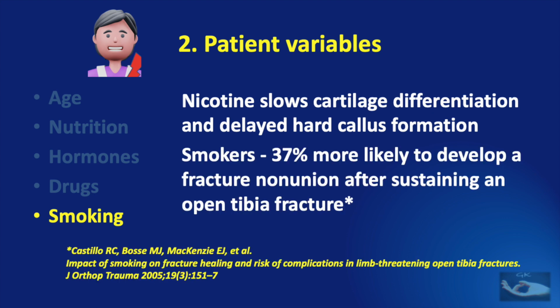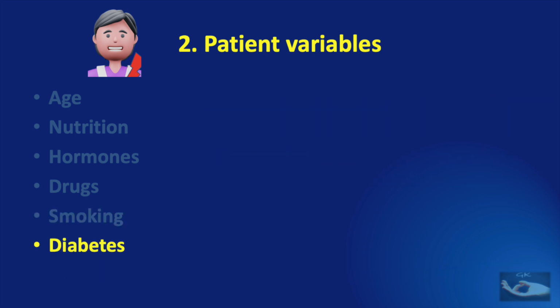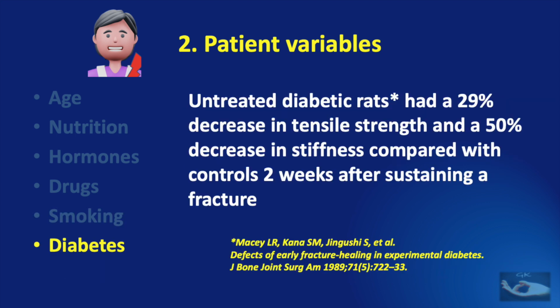A study has shown that smokers are 37% more likely to develop a fracture non-union after sustaining an open tibia fracture. Diabetes is another variable to be considered because studies have shown that untreated diabetic rats had a 29% decrease in tensile strength and a 50% decrease in stiffness compared with controls 2 weeks after sustaining a fracture.